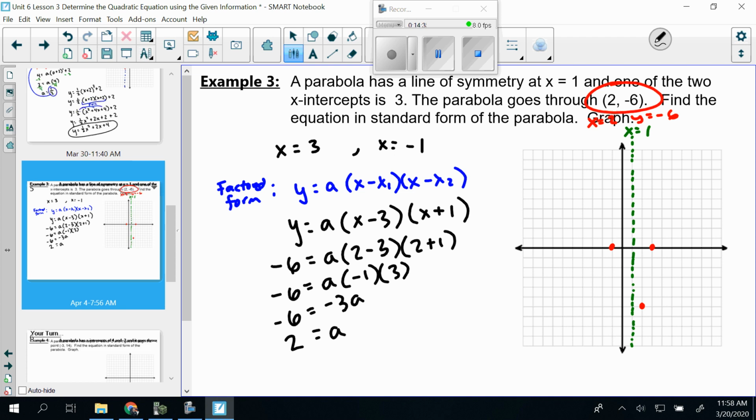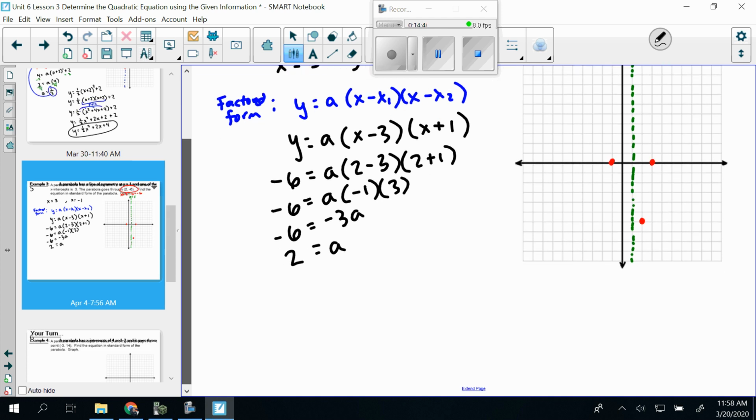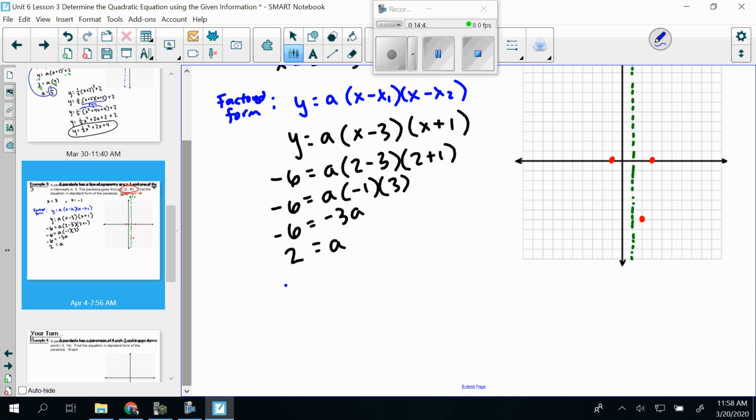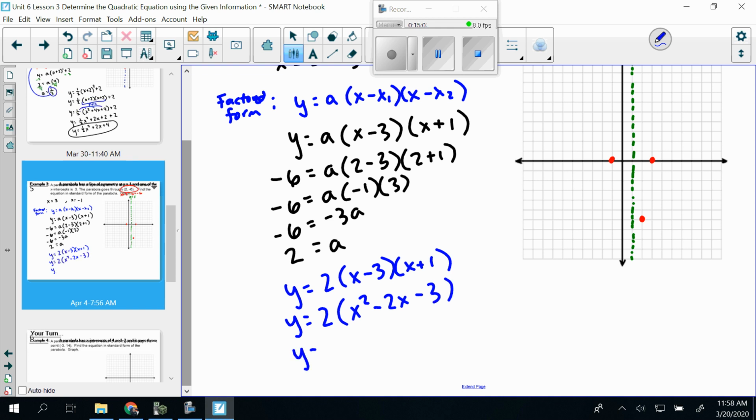So now, to finish this one off, let's plug that back in and solve this out. So if we plug 2 back in, now we got 2 times x minus 3, x plus 1. Let's go through and multiply and FOIL that out, and then we'll distribute our 2. So x times x is x squared. We got a negative 3x and a positive 1x. That's going to add to negative 2x. And negative 3 times 1 is negative 3. Distribute our 2, and we got our equation here in standard form.